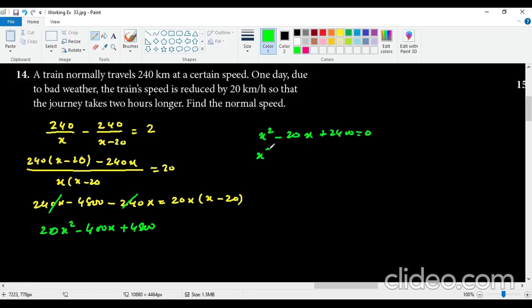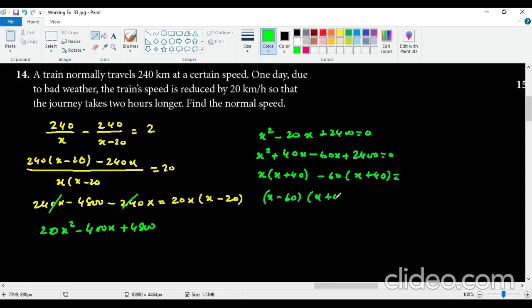So we'll factorize this: x squared minus 40x minus 60x. In fact, it is plus 40 and minus 60. Plus 40 and minus 60 plus 2400 equals 0. That means in here, x is common, x plus 40, x plus 40 once again, and minus 60 would be here. So x minus 60 is one factor, and x plus 40 is another factor.